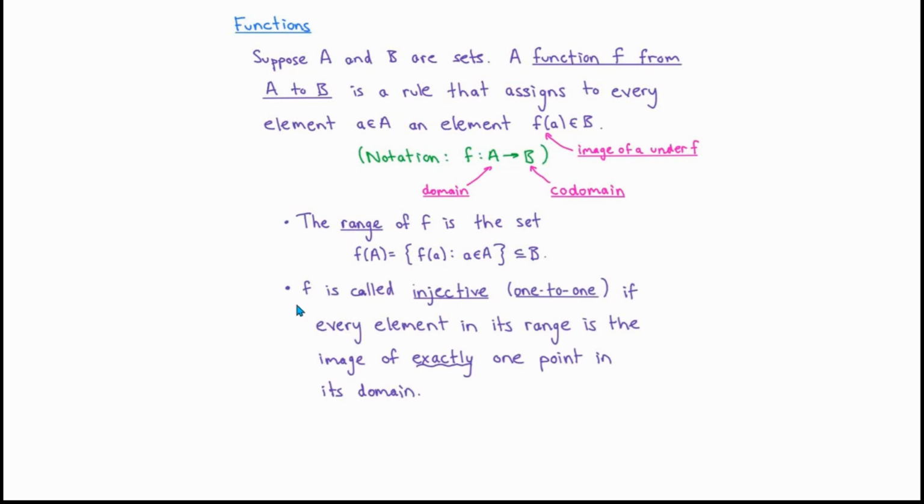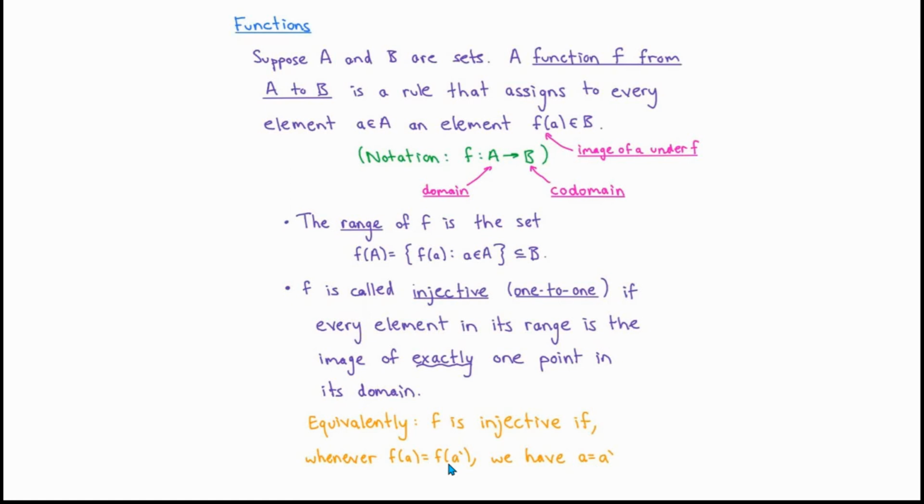Next, we say that the function f is injective, or one-to-one, if every element in its range is the image of exactly one point in its domain. To put this another way, the function f is injective or one-to-one if whenever f(a) equals f(a') for two points a and a' in the domain, it must be the case that a is actually equal to a'. Injectivity is just the statement that you can't have two different points in the domain which map to the same point in the range.